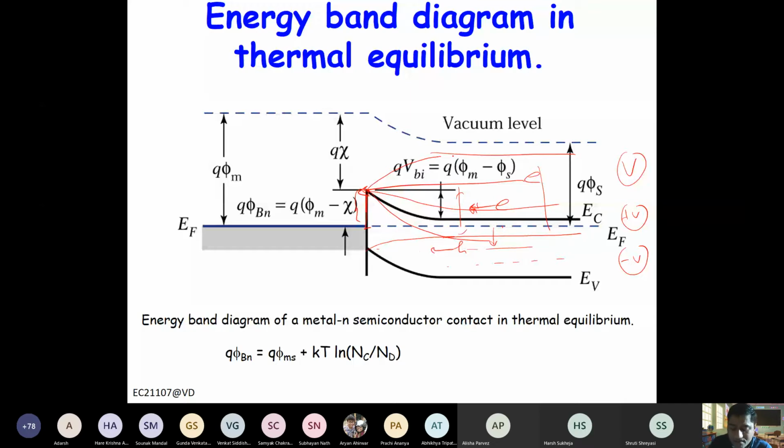And please remember the two parameters from this diagram. This phi Bn is the barrier from metal side, right? This phi Bn is basically phi m minus chi. And the barrier from semiconductor side, VBI, is phi m minus phi s.